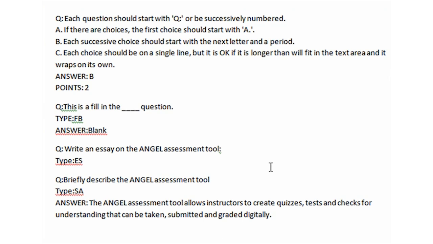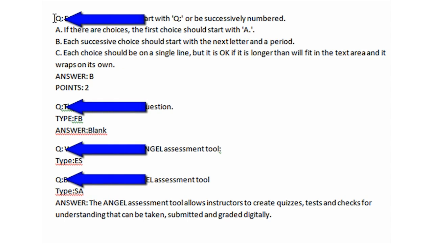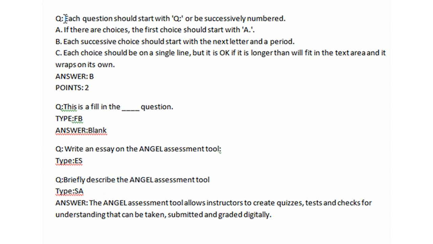So here's my test that I have formatted in Microsoft Word. The first thing that I'd like to point out is that each question in my test starts out with Q:. And this signals to Angel that this is a new question. So we have to have Q: at the beginning of each question. And then after that, depending on the question type, we might fill in different things. So you can see right after the colon in each question, the question text appears.